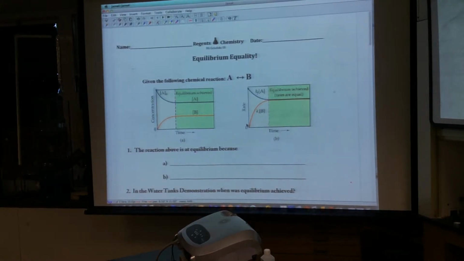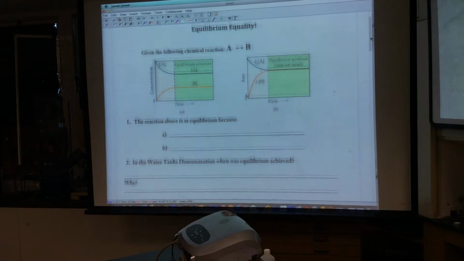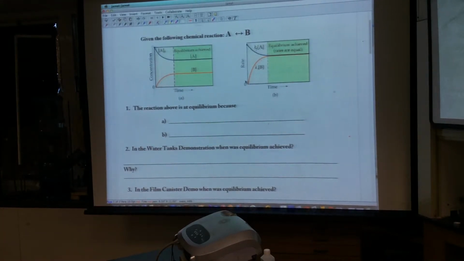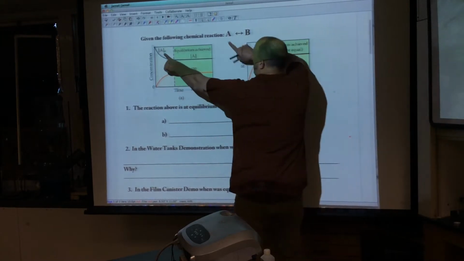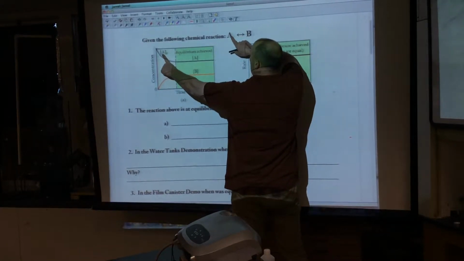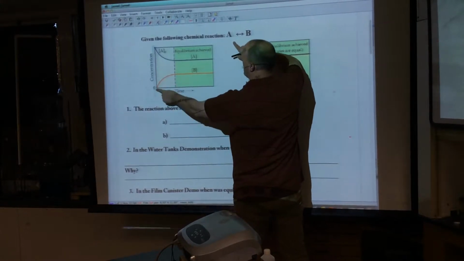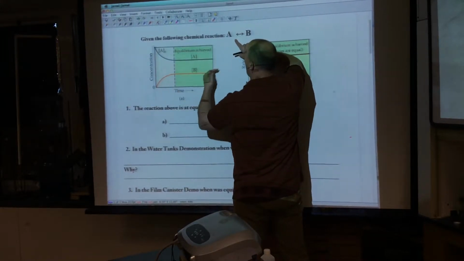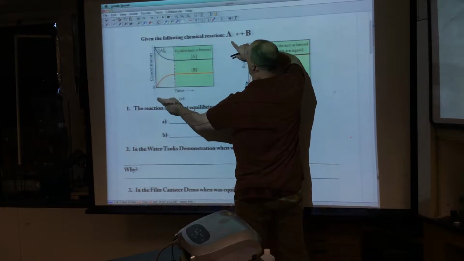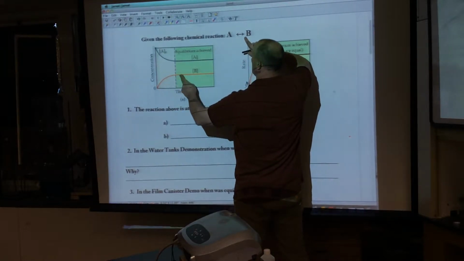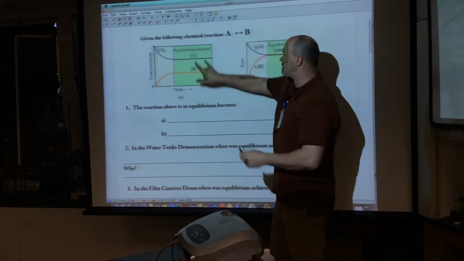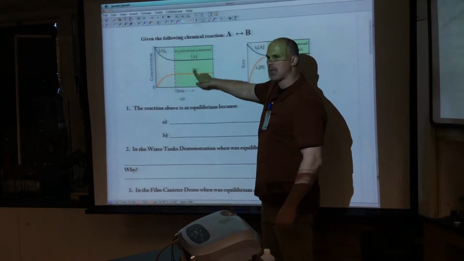I got A going to B, a very simplified reaction. This reaction above is at equilibrium because, let's look carefully. I'm starting out with A. This is the concentration of A, the molarity. I'm starting out with a lot because I only have A. I have 0 B because it's going forward. As the reaction goes forward, though, I create some B, but then the reverse occurs. Why is equilibrium achieved when these are flattened?